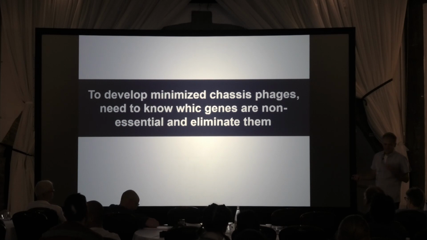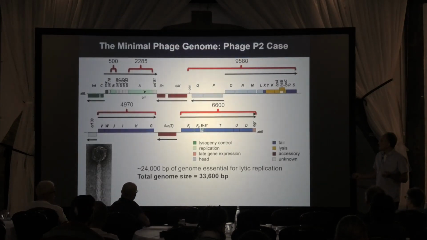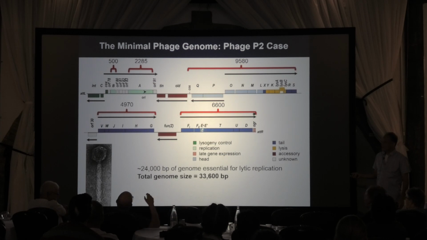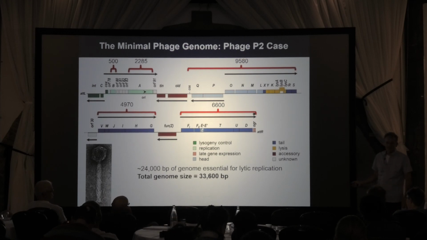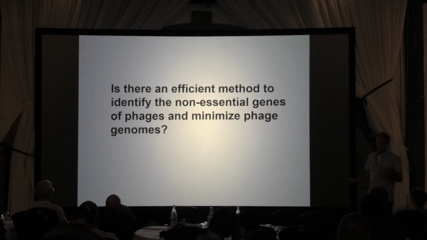So to develop these minimized chassis phages, we need to know which genes are non-essential and eliminate them. So you're thinking about this, and this is just to give you a piece of a real phage genome that's been studied a lot, and what percentage of the genome we think might be non-essential. I just put phage P2 up because a lot of work's been done on this over the years. And the basic lesson here is that the genome's about 33,600 base pairs, and about 24,000 base pairs of this is essential for lytic replication. So you might imagine, in general, we could eliminate probably a third of the genes or more in a phage. This is a fairly small genome, too. So that's our challenge, that we may have to get rid of a third or even half of the phage genome to minimize. So how can we do this in an efficient way?